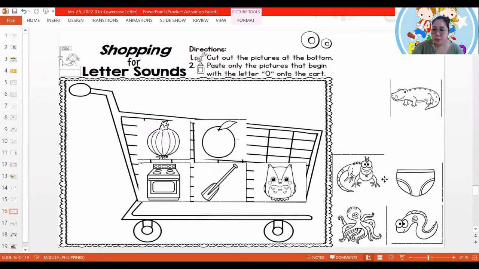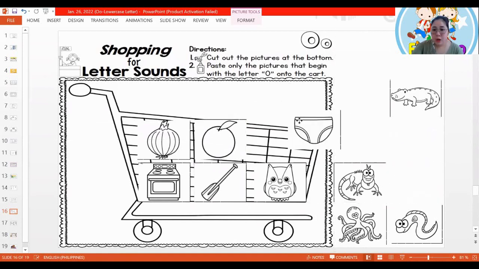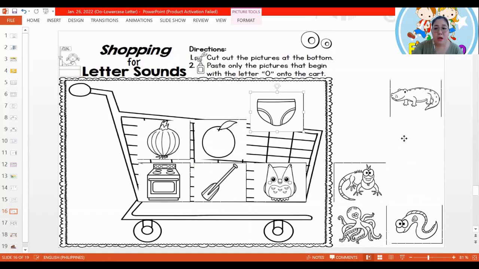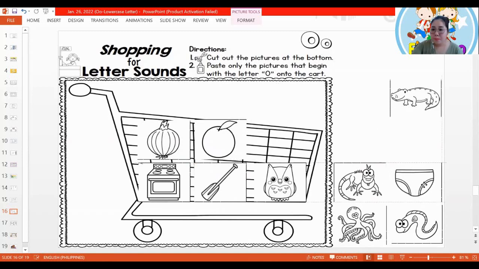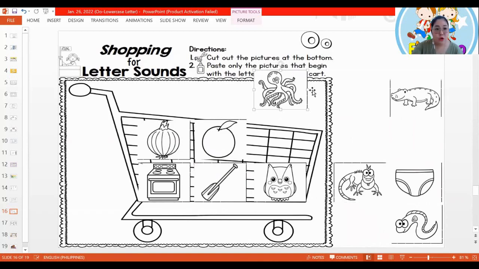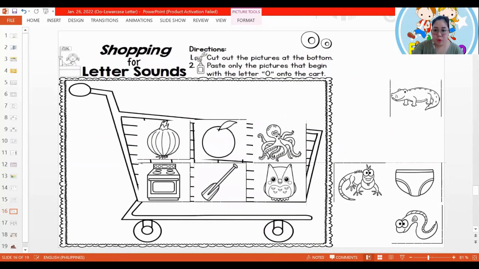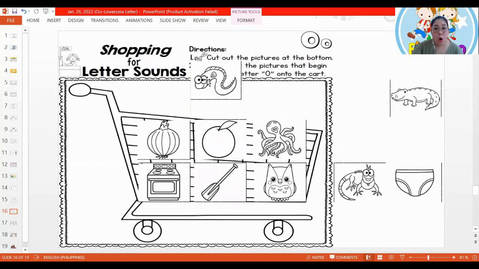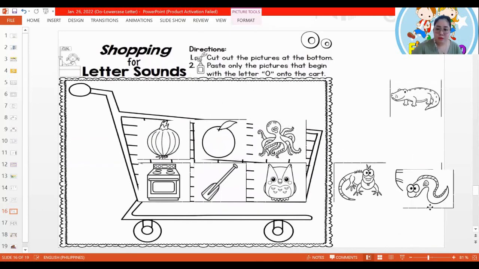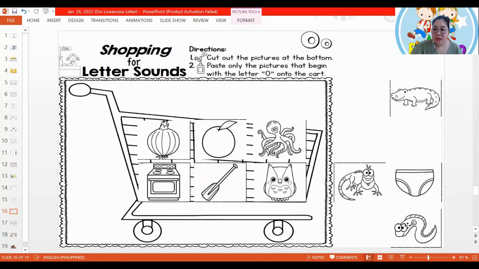And then O is for iguana? No. Let's put it back outside. O is for underwear? Another no. O is for octopus? Oopsies. Yes, O is for octopus. And lastly, O is for eel? No, eel starts with the letter E.